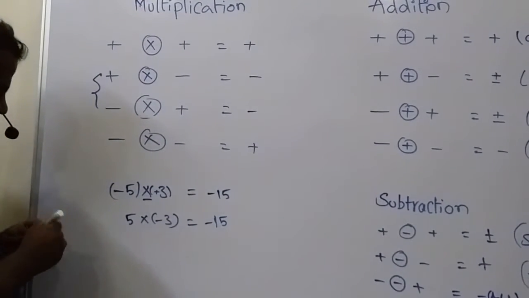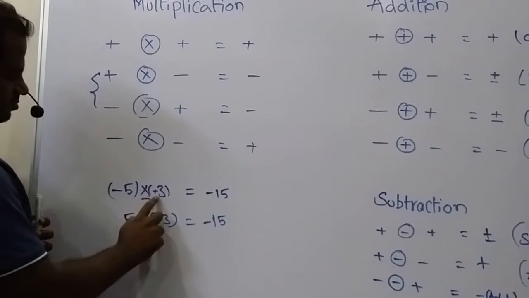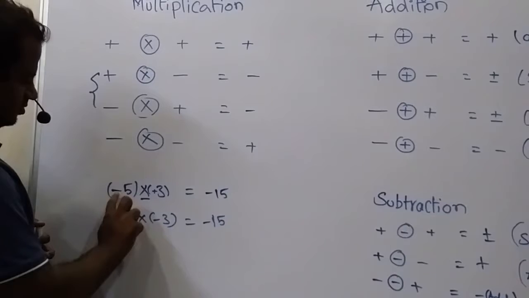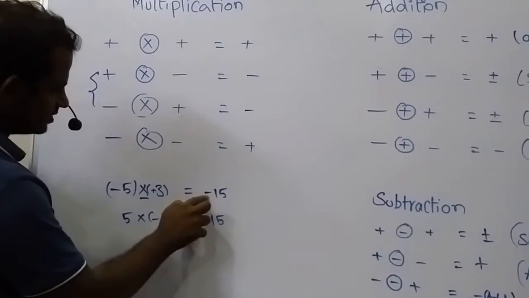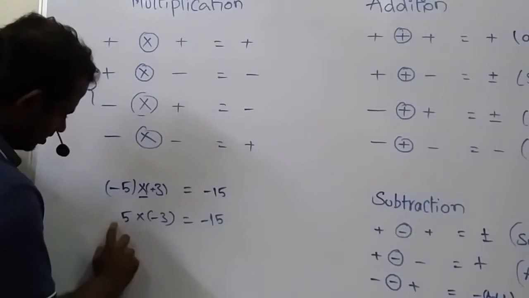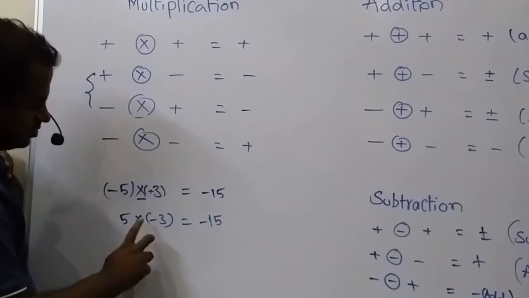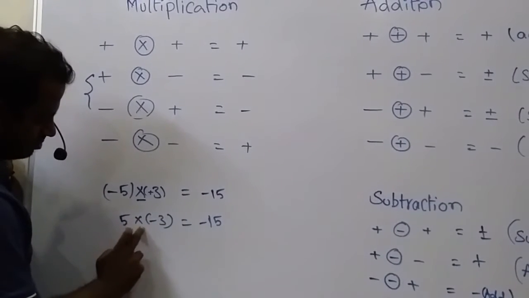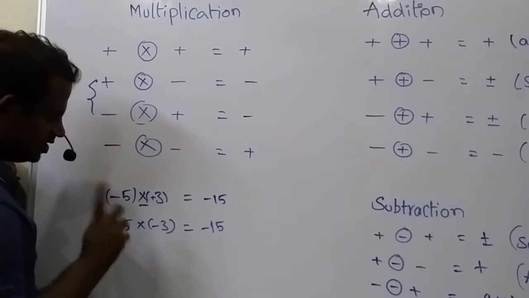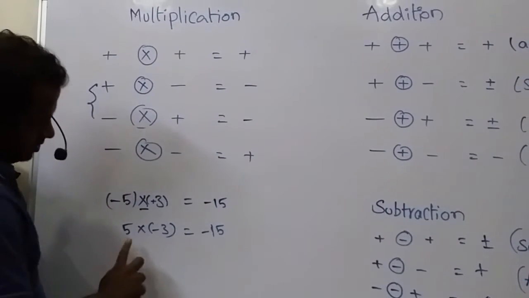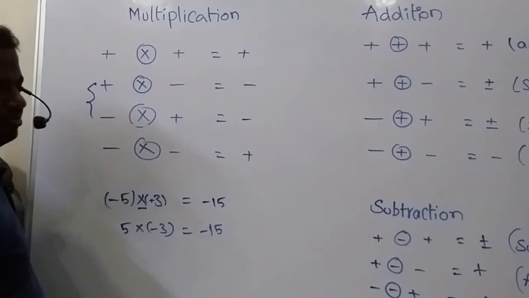So both are the same. In these two numbers, 5 is negative and 3 is positive. So out of the given two numbers, if one number is negative, we have to take the minus sign before the multiplication result. Here we are multiplying one positive number with one negative number. So in case of multiplication, if either the first number or the second number is negative, then we put a minus symbol before the final multiplication result. Remember this point.